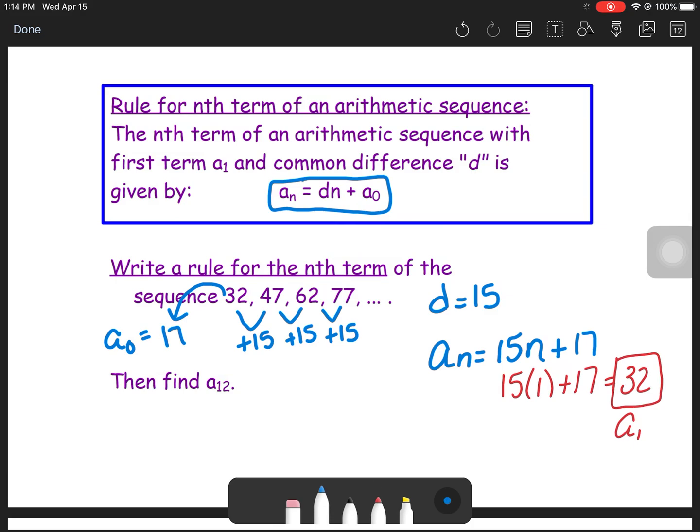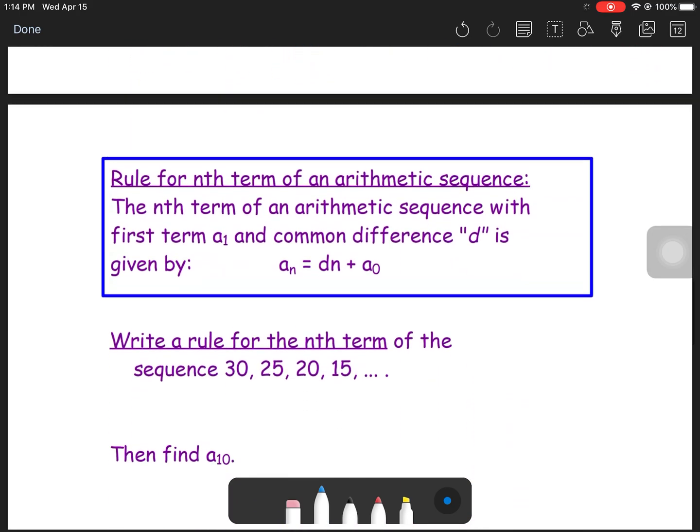So now we want to find the 12th term. So a sub 12 equals 15, substitute in the number 12, and then add 17. So 15 times 12 plus 17 is 197. Okay, let's practice a couple more of these.